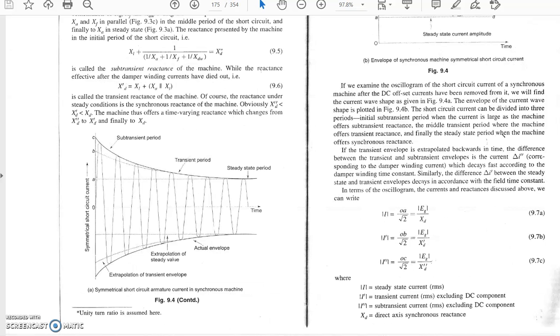So this is all about the symmetrical short circuit at the synchronous machine terminal. The machine will react in three parts, as we discussed. So this is all about the sudden short circuit of the synchronous machine.